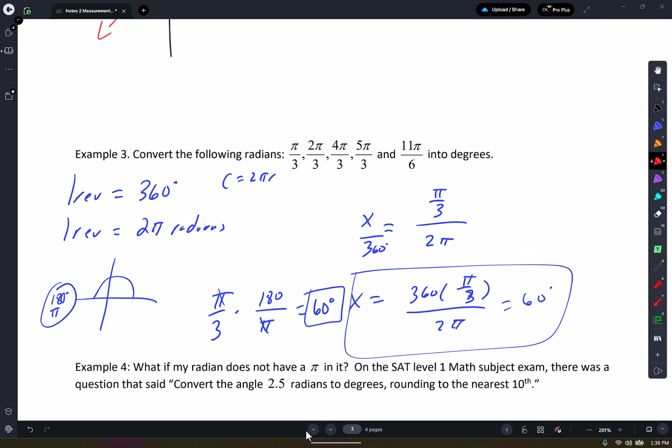All right, so what do we do? When you're going from radians to degrees, I'm going to write radians to degrees. You're going to take your radian and multiply by 180 over pi, for degrees. There you go. That's kind of like your scale factor, your conversion factor.